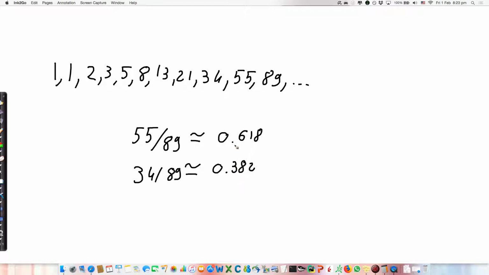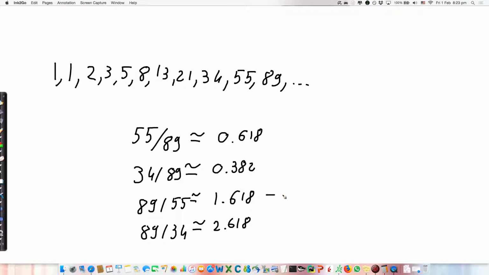And in addition, if you do the opposite, so you take a number and you divide by the previous one, for example 89 over 55, then what do you get? 1.618. And if you do one number divided by what you find two places before, so 89 over 34, you find something around 2.618. And by the way, this is called the golden ratio. And it's something that finds many applications.